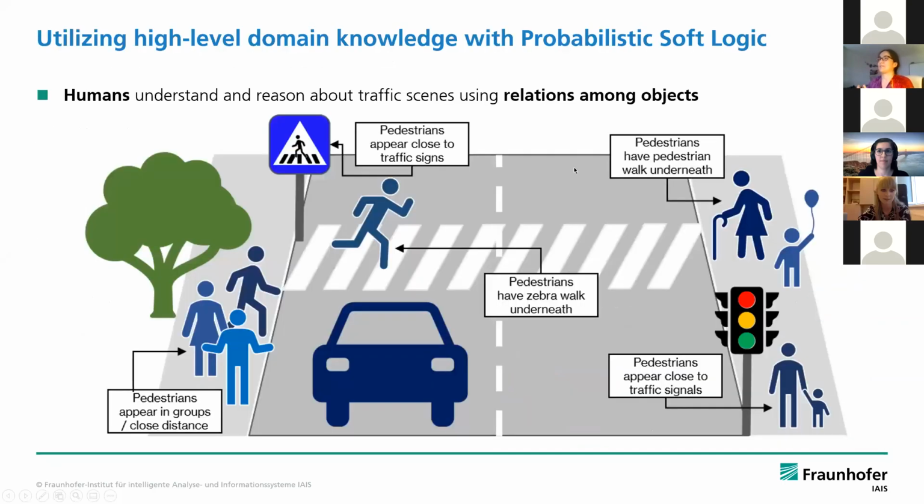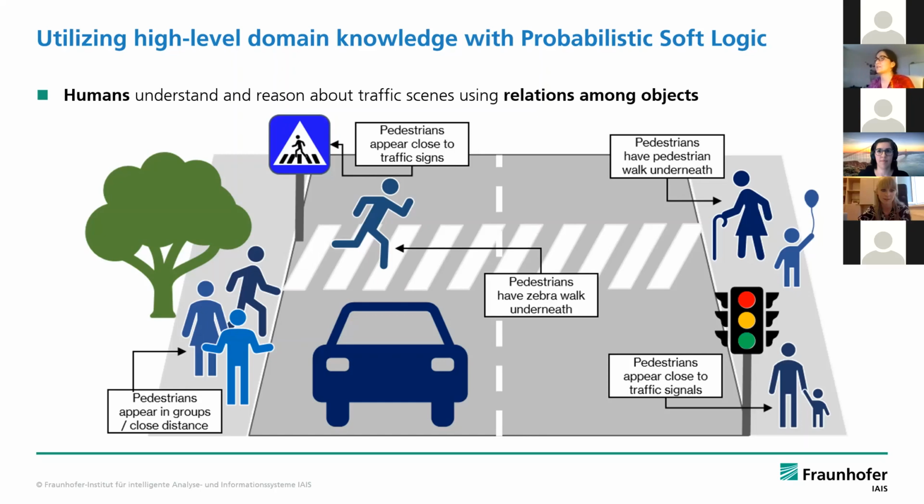As we all know, humans understand and reason about traffic scenes using relations among objects. As you can see on this image, for example, we would expect pedestrians to be on a zebra crossing. We would also expect groups of pedestrians to be on pedestrian walks or to be close to traffic signals or some traffic signs. But the neural networks that are widely used in autonomous driving currently are purely data-driven, and they cannot employ this high-level knowledge and understanding, which leads to multiple problems.